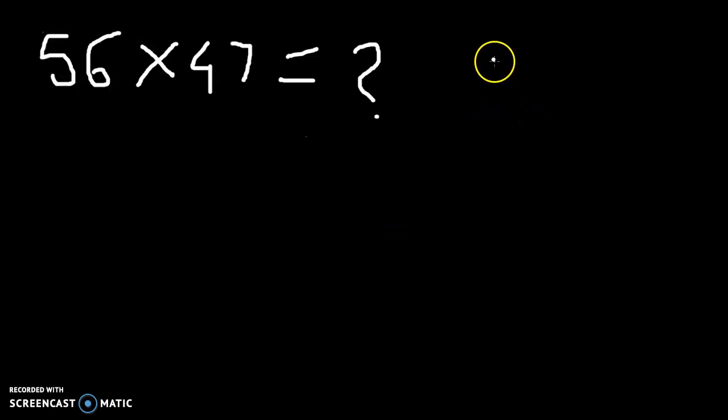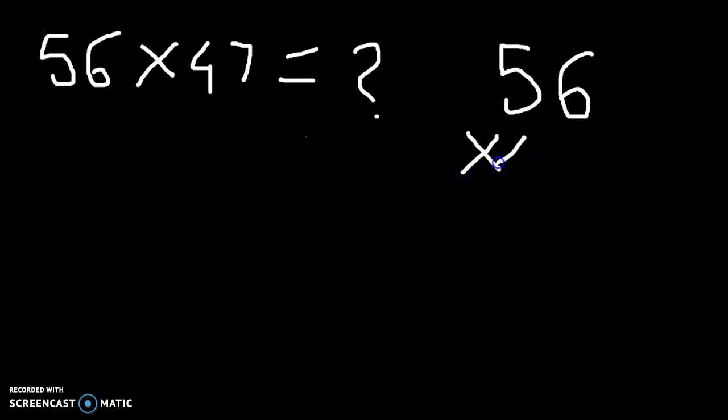So what we do, we put 56 at the top, the biggest number at the top, and then you put the multiplication sign. Then you put 47 underneath the 56. You put a line underneath those two numbers. And then 6 sevens are 42. You put the 2 at the top.